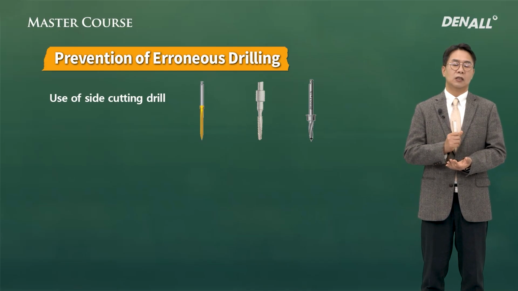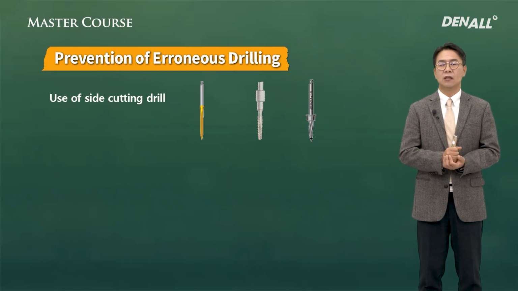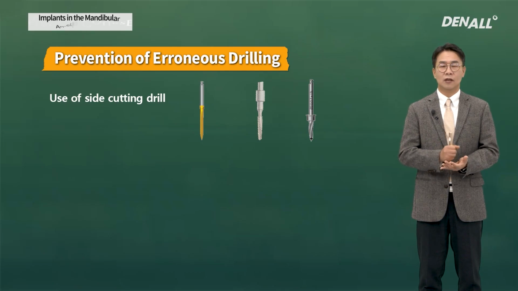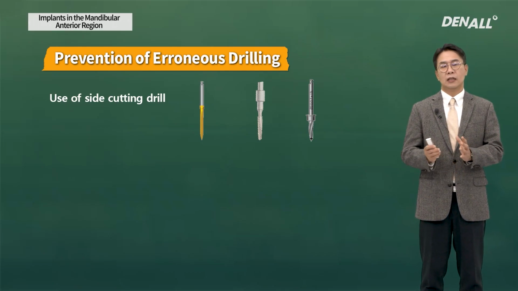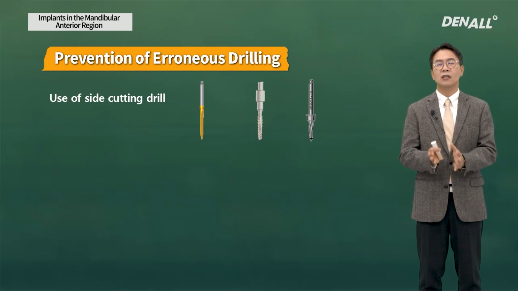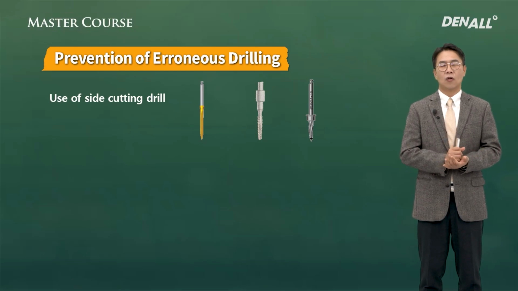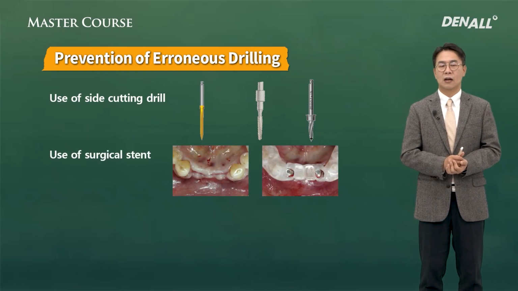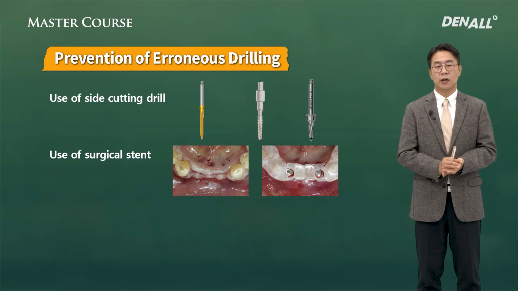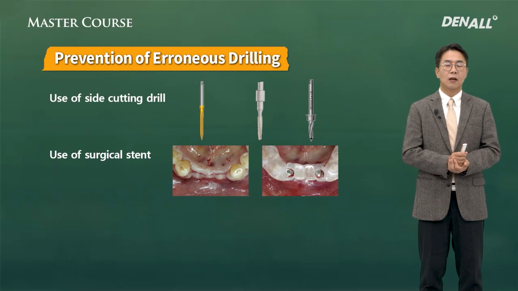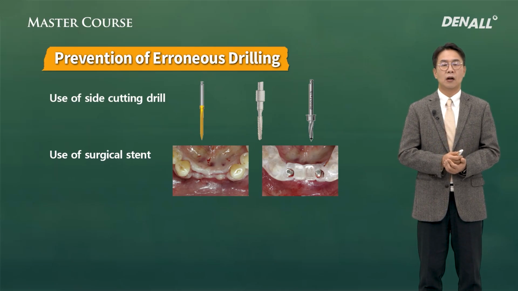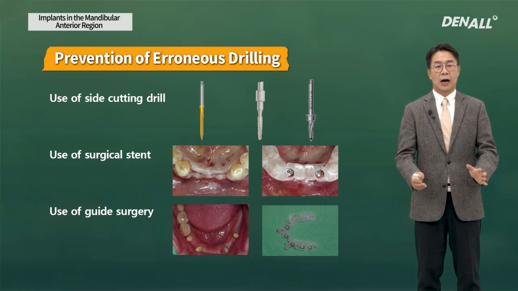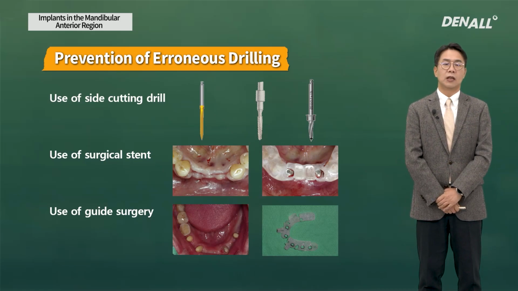In general, the drills that we have do not have the side cutting function. However, Osstem's 1-2 tapered kit has the side cutting function. Thus, it is good to use drills with the side cutting capability. As I emphasize this often, remaining true to the treatment plan is very important. So surgical stents would play a very important role for that, to accurately position the implants as we planned. The accuracy is increased with guided surgery, so guided surgery can be used partially.